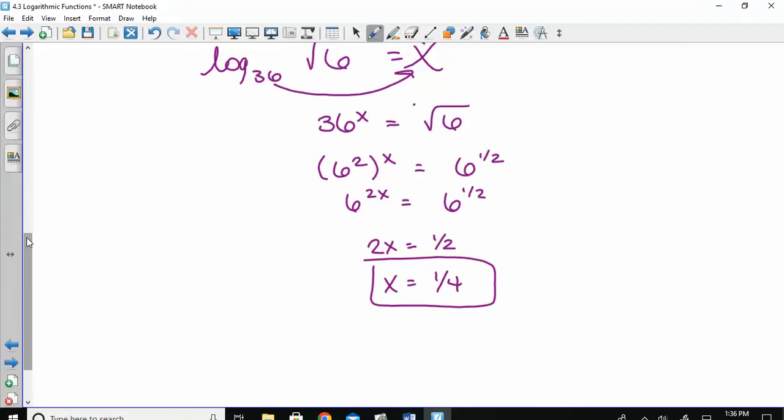So, if we're solving these equations with logs, we can change them to exponential and use all of our same strategies from last week. Get a common base if necessary, and solve from there. Questions so far?